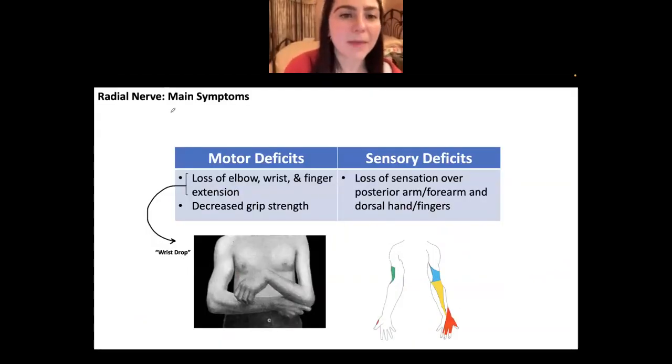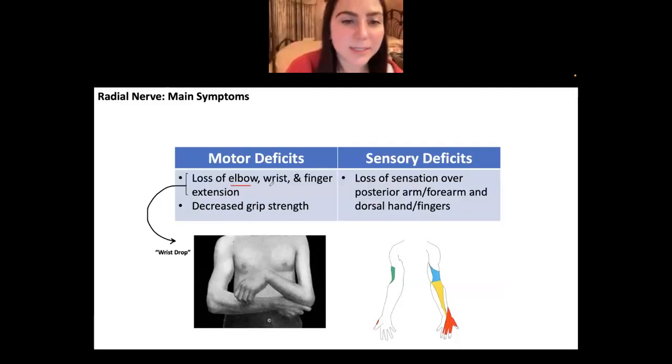All right, and then your main symptoms. So let's say you do get a midshaft fracture affecting the radial nerve. You're going to see motor deficits. You're going to get loss of elbow, wrist, and finger extension. A lot of the times this nerve supplies a lot of the muscles involved with extension.